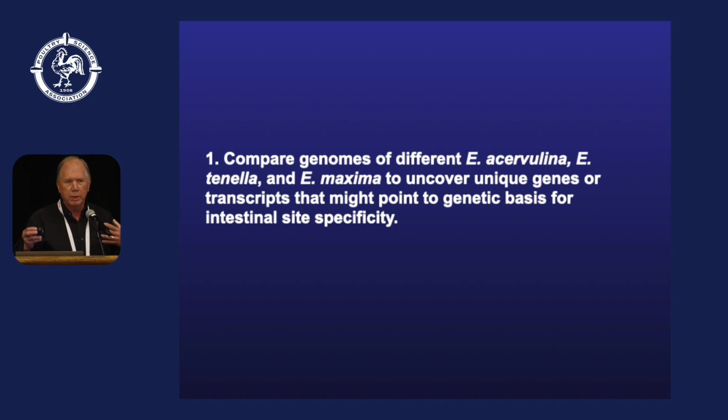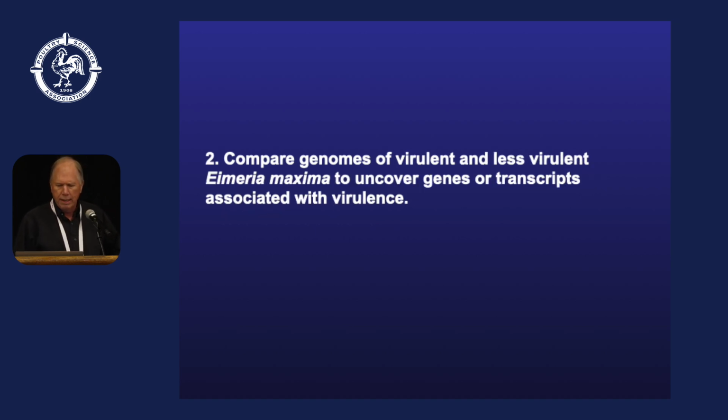So basically, we would align the chromosomes of 3 different species of Eimeria and look for differences between Eimeria maxima, tenella, and A. cerevisiana to hopefully pinpoint sequence differences. Maybe entire sequences are absent, or genes are absent in one or the other. It's kind of exciting that you might be able to answer that question that Hector actually brought up. Why is there site specificity?